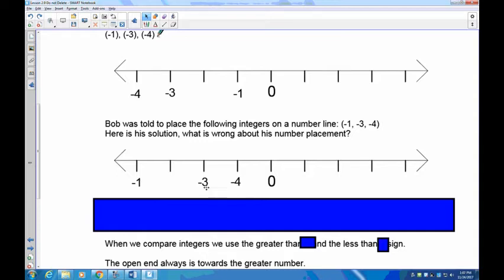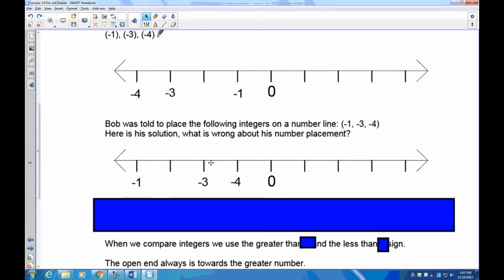He's missed the fact that these here are distances from the 0, and he thinks that 1 is less than 3, and 3 being less than 4, so to put them in order on a number line, you've got to go 1, 3, 4. Now that would work if you were in positive numbers, because that would be 1 unit to the right, 3 units to the right, and 4 units to the right, but these are negative numbers.